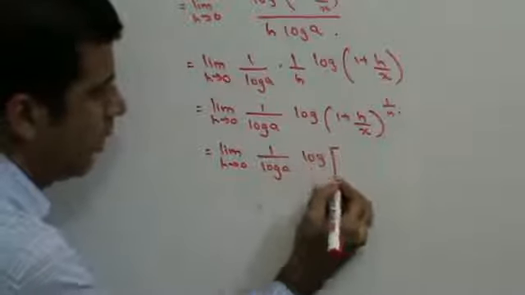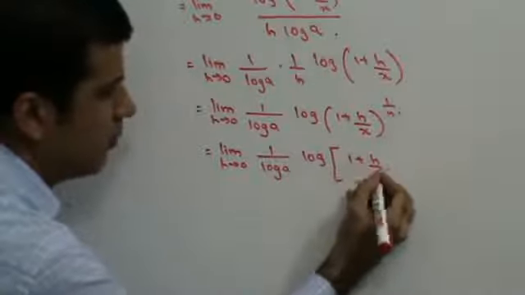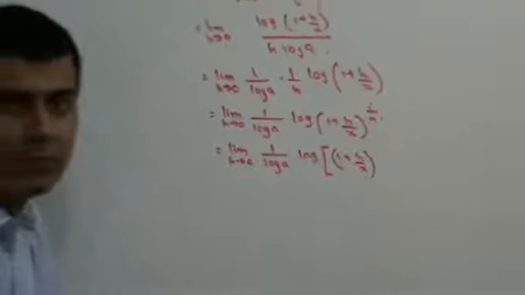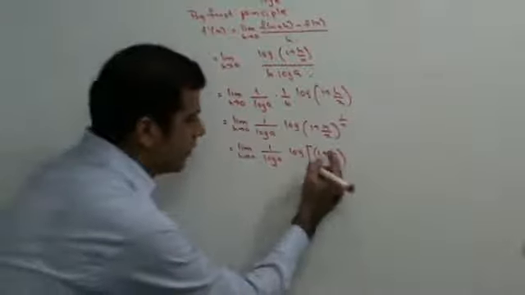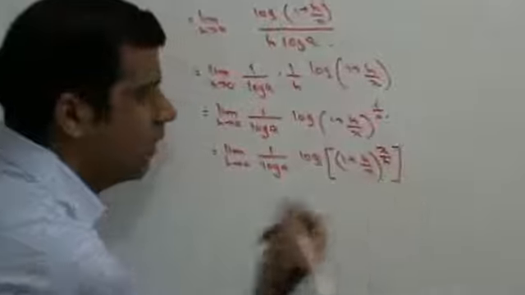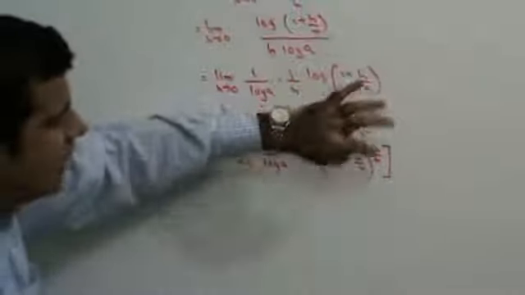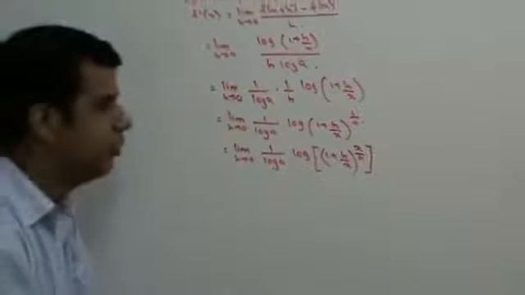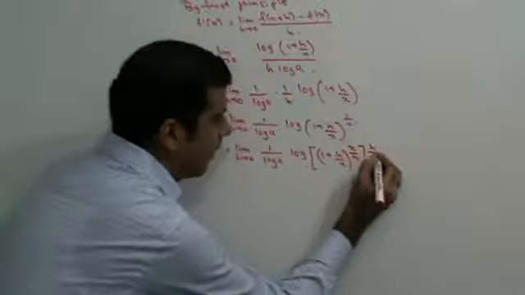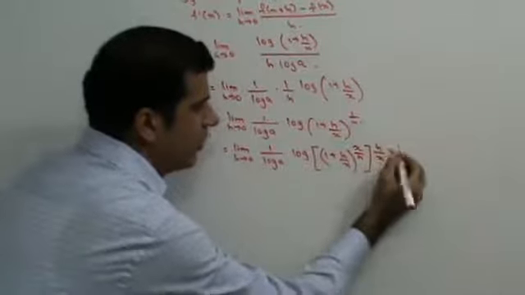Next, this can be written as limit of h tends to 0, 1 upon log a log 1 plus h upon x. Whatever is the number here, I need the reciprocal of this number in the indice. So the reciprocal of h upon x is x upon h. Since I have multiplied the indice by h by x, I need to multiply it by its reciprocal so that the equation remains constant, and this 1 upon h as it is.